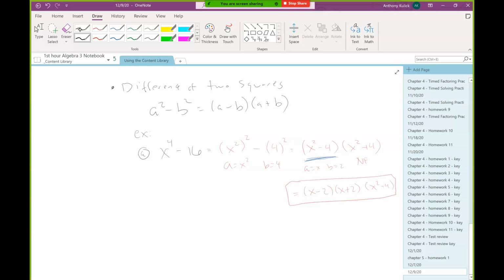So the idea here is we can still apply this difference of 2 squares to polynomials that aren't quadratic, right? If they have an even exponent like x to the 4th or x to the 6th or x to the 8th, you might still be able to use a difference of 2 squares to deal with that.